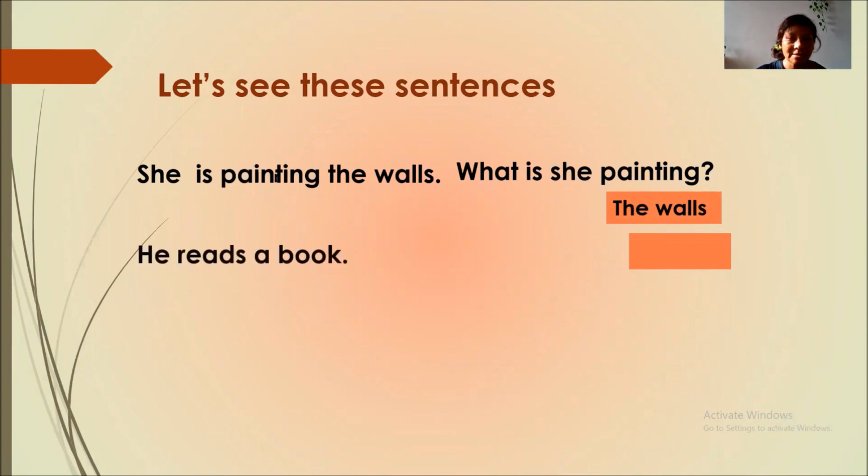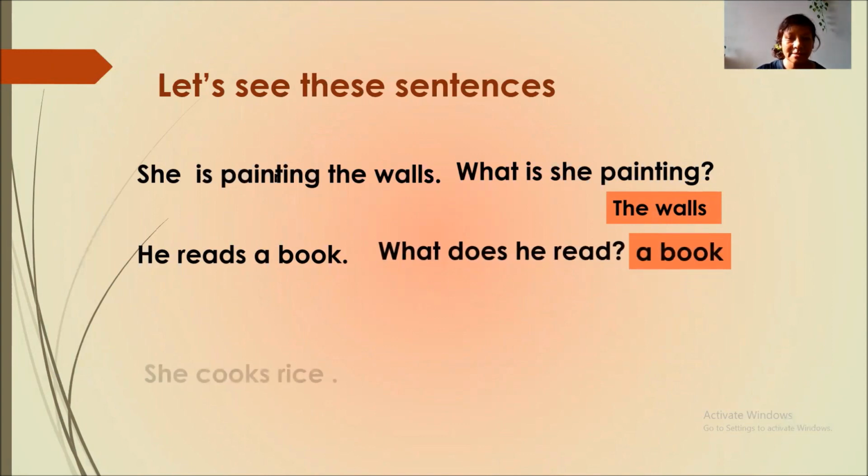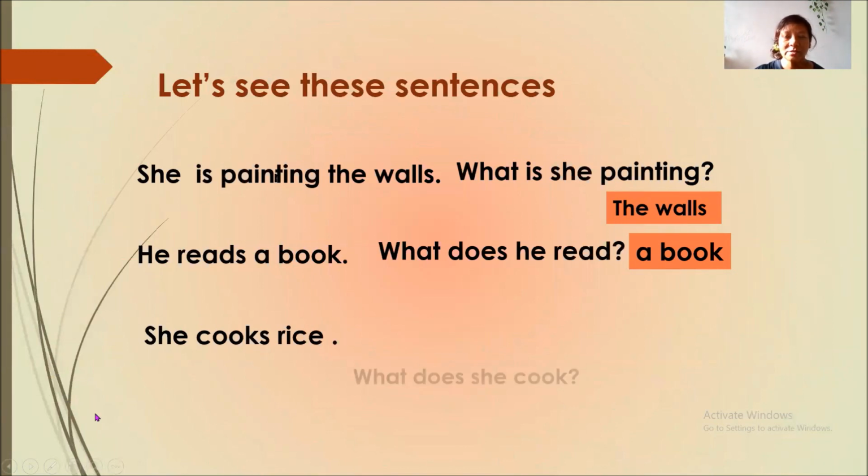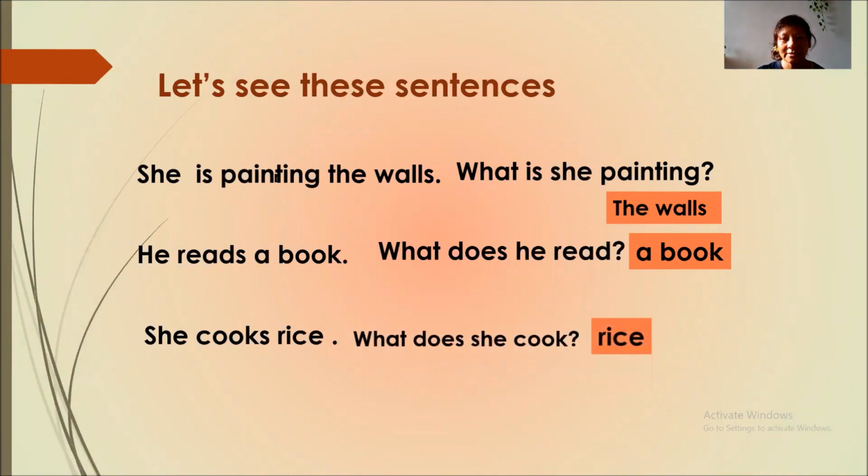In the same way, next sentence here, he reads a book. Try to make what questions here too. Okay, what does he read? What is the answer? A book. Okay, next sentence. She cooks rice. Try to make a what question for this sentence too. Yes, what does she cook? What is the answer? Rice.